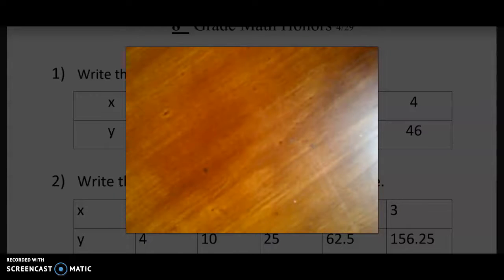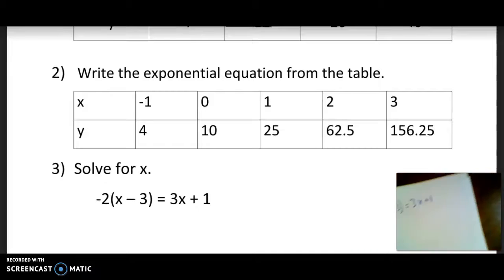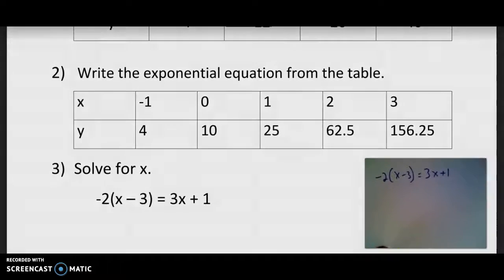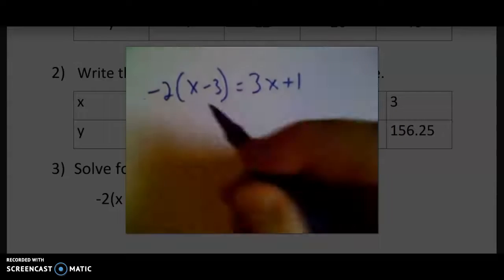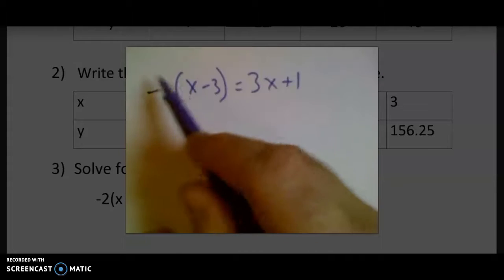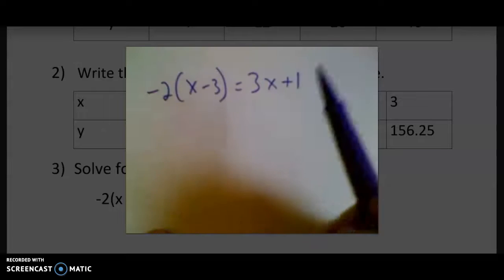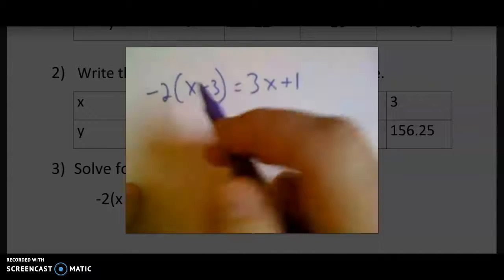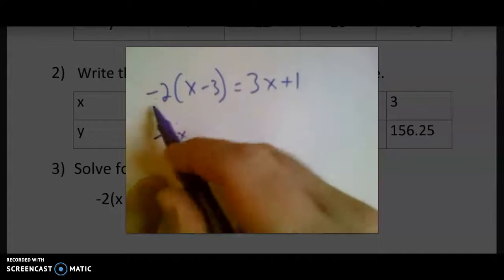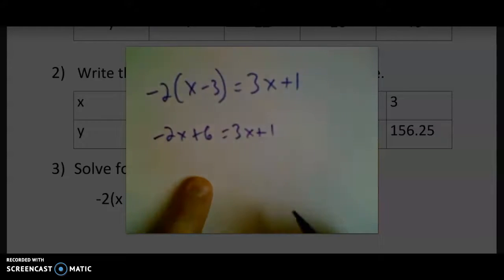And the last problem just asked you to solve for x, and there's just a little distributive property. So first thing, remembering that we're going to multiply both of these by a negative 2, or we're going to do the opposite of multiplying by both of those by 2. So negative 2 times x is negative 2x. Negative 2 times negative 3 is positive 6, equals 3x plus 1.